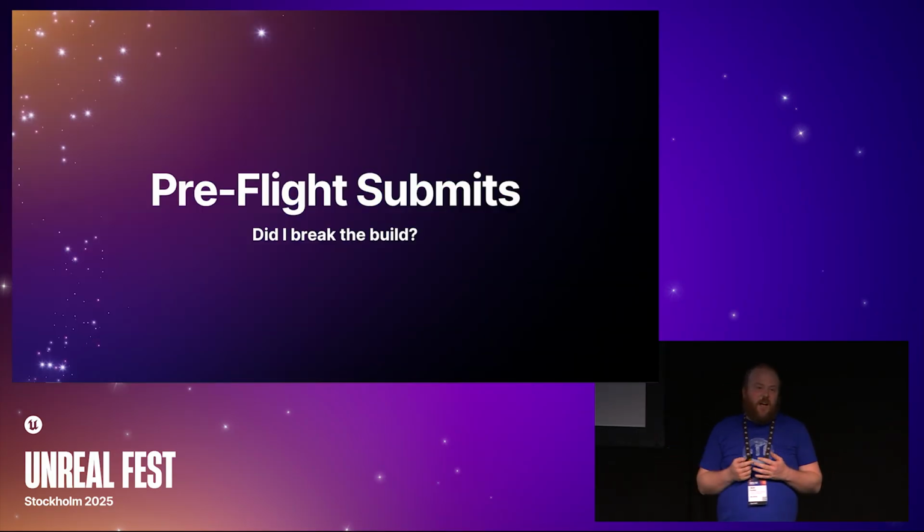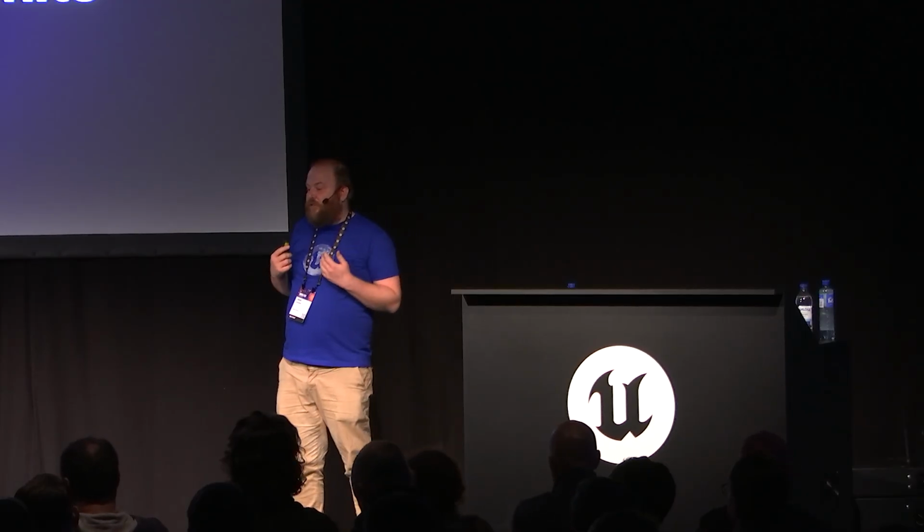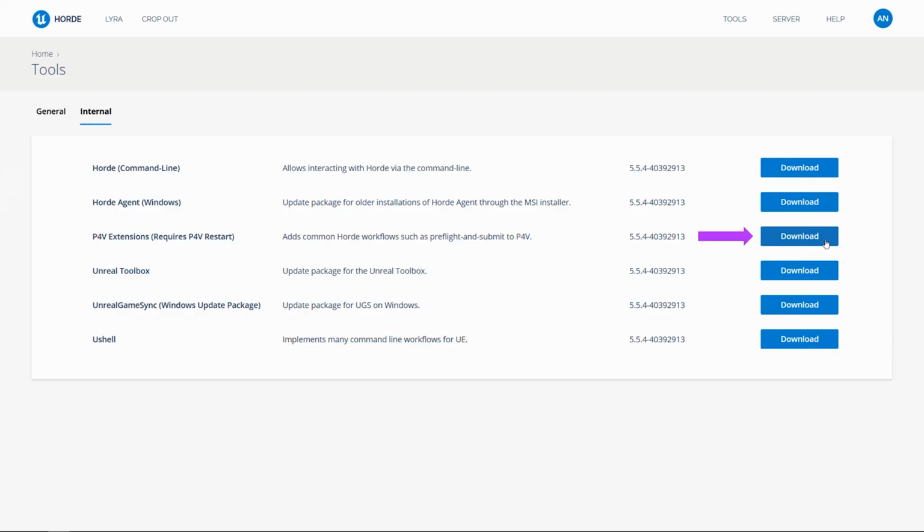Look, one of the best safeguards, I think, is called a pre-flight check. The idea is that you're able to submit a shelf change and run tests on it before committing it to the stream. This, by itself, gives a lot of peace of mind, and it's a pretty easy thing to set up with Horde. To set this up, we're going to download something called P4V extensions from the downloads page.